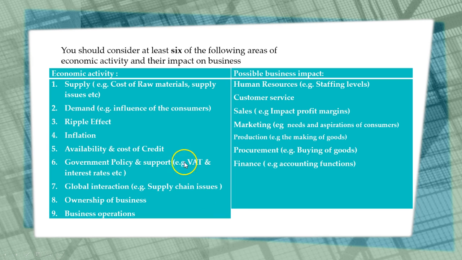Government policy like VAT, what impact does that have on something like sales in recession, and what happens in growth? Again, with interest rates, does that have an impact on finance? Does that have an impact on actual sales? Global interaction, so something like let's say the cost of cotton, does that have an impact on production? What is that impact in both recession and growth? What's happened? Again, look back at what you've looked at in class. Ownership of the business, what happens in recession, what happens in growth, and business operations, what happens in recession, what happens in growth.